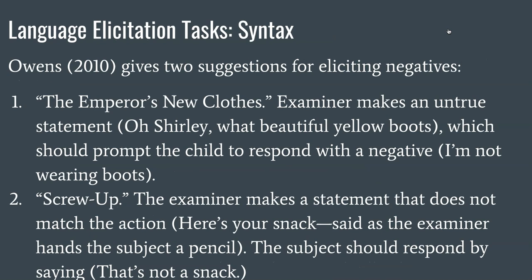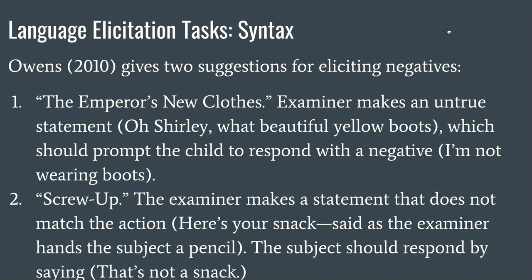All right, syntax. So one's called the Emperor's New Clothes. The examiner makes an untrue statement. So, oh, Shirley, what beautiful yellow boots you have, which you would say if the child's wearing flip-flops, which should prompt the child to respond with a negative, oh, I'm not wearing boots, right? And that's something good to know with kids in general, is that kids will correct you, right? If you say the wrong thing, kids are going to correct you. So it's a good way to get at negatives.